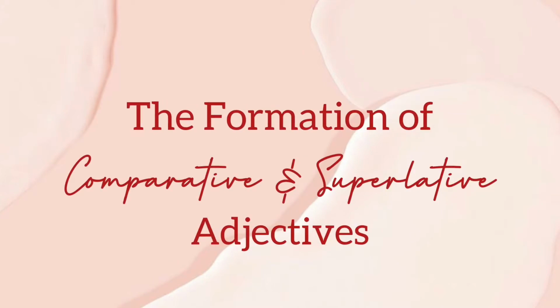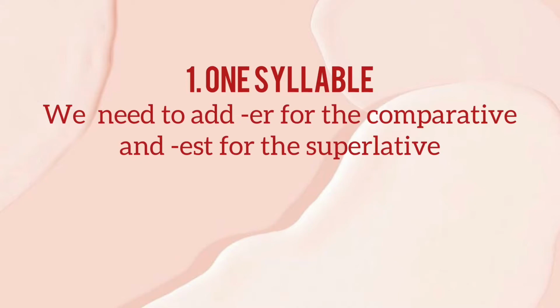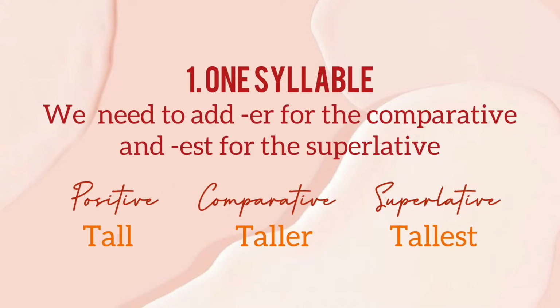Moving on to the formation of comparative and superlative adjectives. Firstly is one syllable. We need to add the ending "er" for the comparative and the ending "est" for the superlative. For example, positive tall, comparative taller, and superlative tallest.